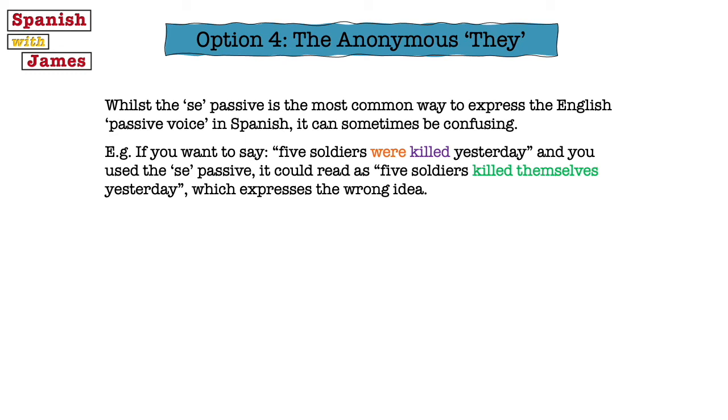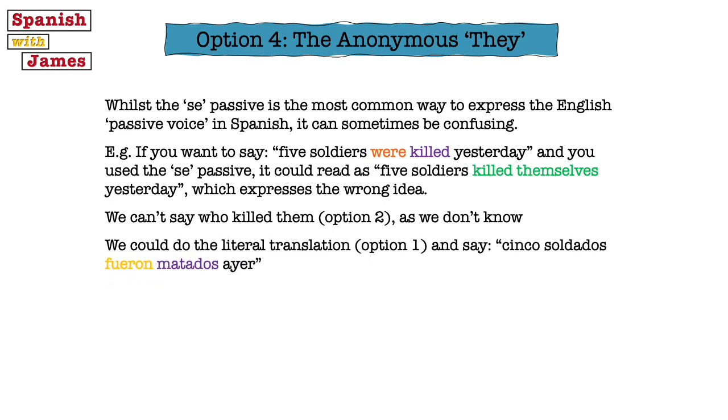So when you say something like "el libro se escribió," everyone knows that the book didn't write itself. So we'd always read that as the book was written. Whereas because 5 soldiers could kill themselves, and matarse, matar in the reflexive, is a verb that is used, that would give the wrong idea. So that rules out option 3, the se passive, for translating the phrase 5 soldiers were killed yesterday. And we can't do option 2 because we don't know who killed them. We could use option 1 and just do the literal translation and say "5 soldados fueron matados ayer."